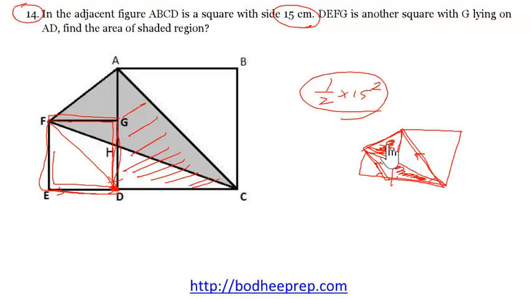So I can substitute the area of this region, or I can just take this region, the area of FHA, and put it here. So once we put it here, this area is nothing but the area of ADC, which is half of the square. Clear?